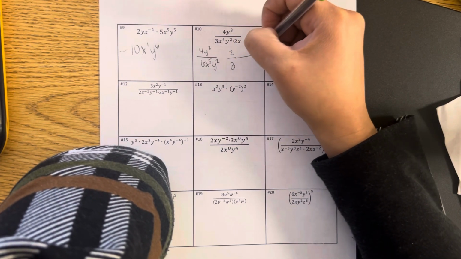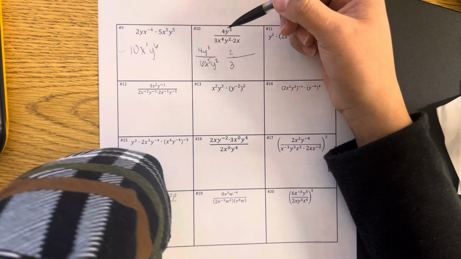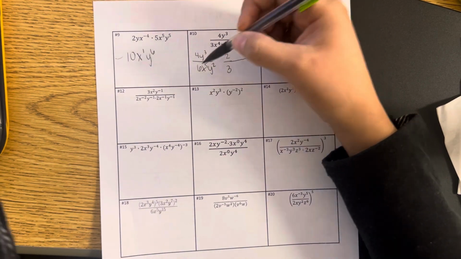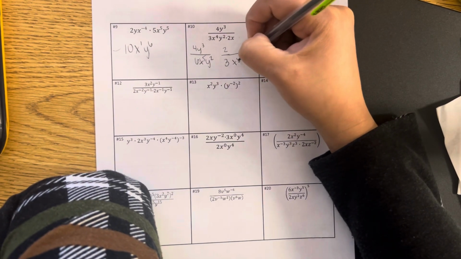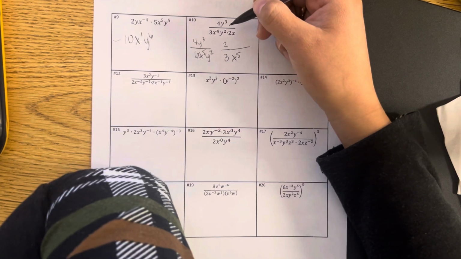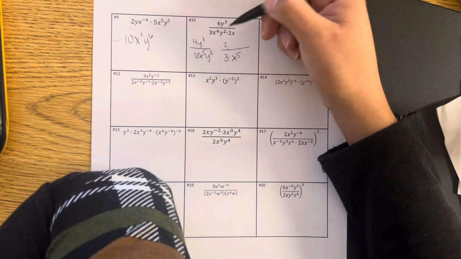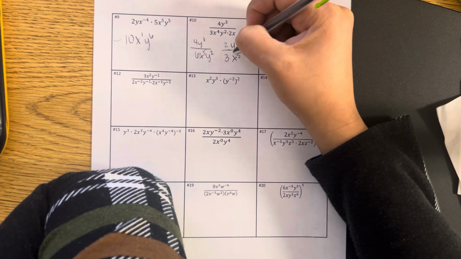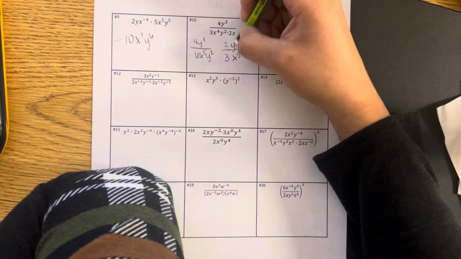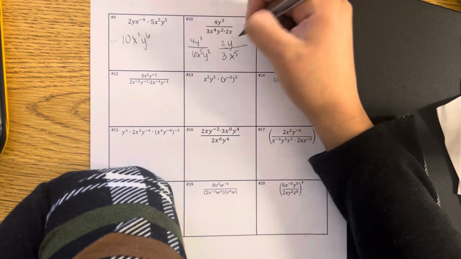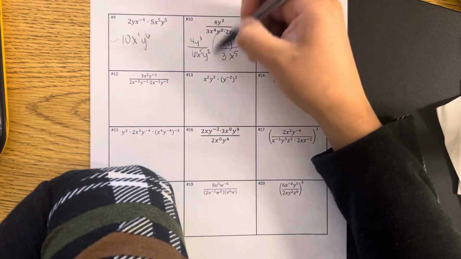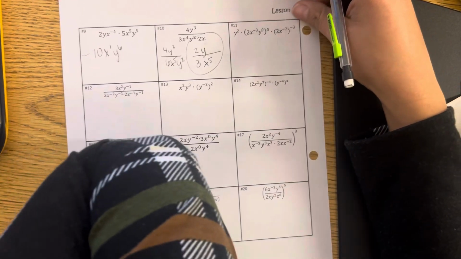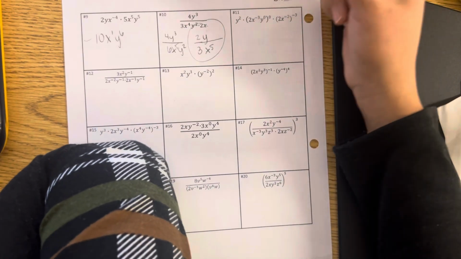Now this is where I have to be careful. Because notice the only x that's there is in the denominator. So it stays there. And then the y's would be 3 minus 2, which is 1. And so I'm just going to leave it in the numerator with the 2, because that's where it was originally. And there's your answer.